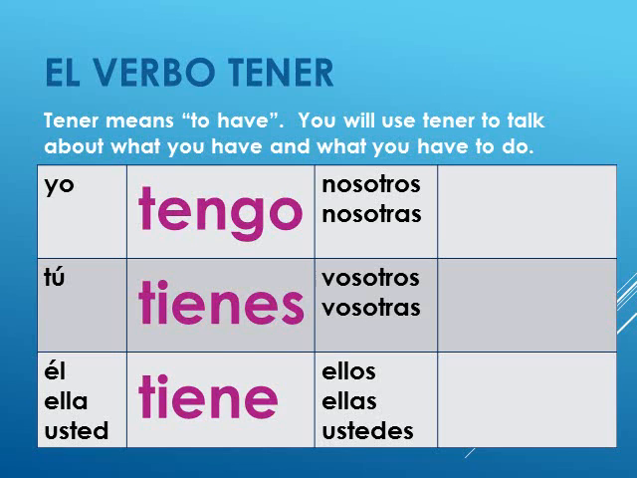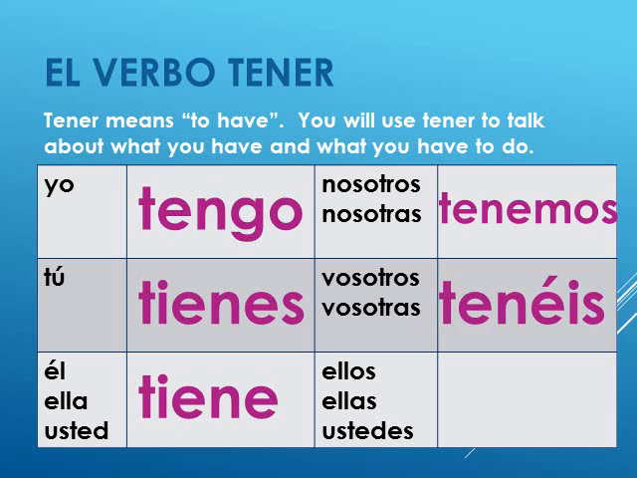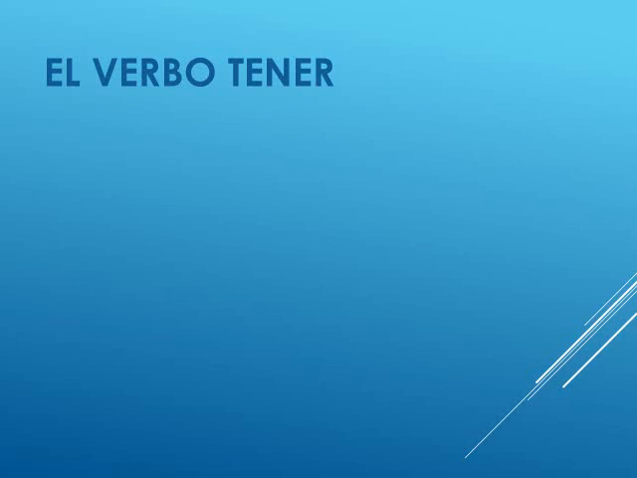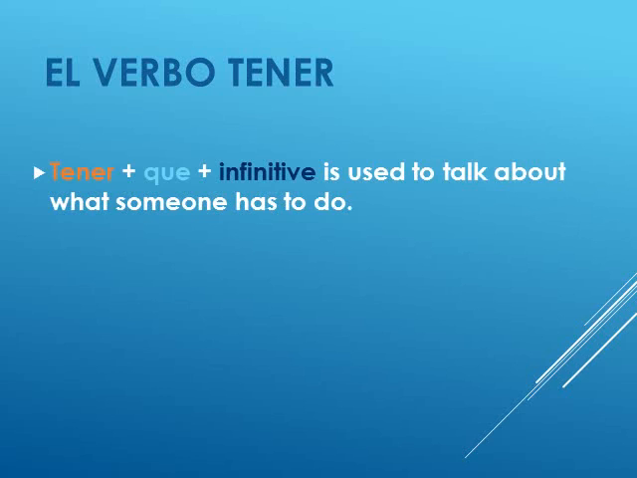Then we have nosotros or nosotras for we, okay? And that conjugation is tenemos. Then we have vosotros and vosotras, tenéis, okay? So that's you all informal have. And then we have ellos, ellas, ustedes, tienen for they have or you all have. All right, tener plus que plus an infinitive is used to talk about what someone has to do, okay?